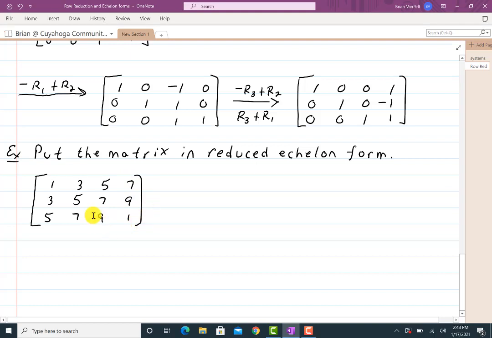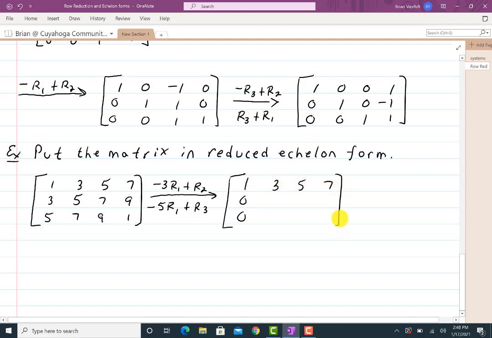All right, so what I'm going to do is start over here all the way to the left and look at this particular element here, this entry, this 1. I'm going to use it to wipe out the entries below it. So I'll do negative 3R1 plus R2. And at the same time, I'll do negative 5R1 plus R3. So one thing I know I'm going to get is this. That was by design.